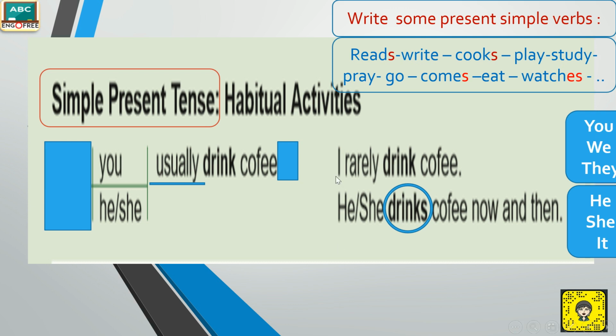Okay, look at this example. I rarely drink coffee. He or she drinks coffee now and then. Look at the verb. We put S. Why? لأنه جاء قبله مفرد or singular. We put S in the verb. طب في الجملة الأولى ما حطينا S. Why? Because it's a plural, so we can't put S.